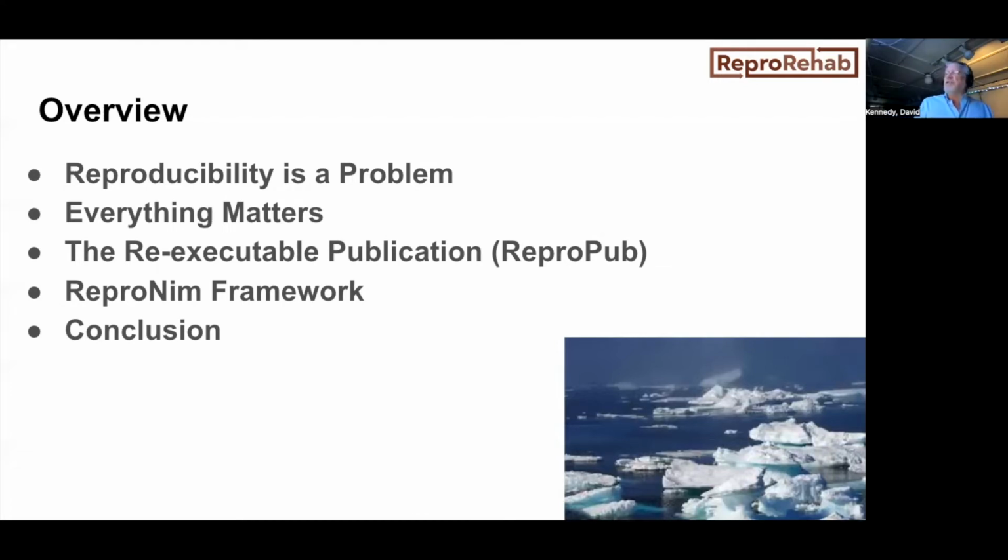We'll take that into the concept of a publication that is re-executable being the cornerstone of reproducibility, and that's something we've referred to as a ReproPub, a re-executable publication. And then we'll look at a framework for how we can take some best practices and apply them to the various elements of our research program to try to increase the reproducibility of our overall efforts.